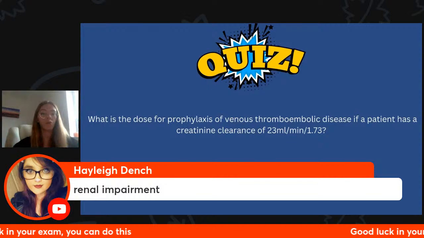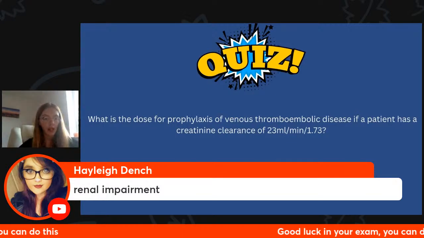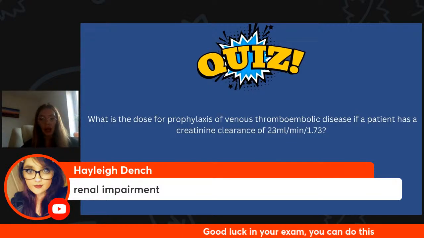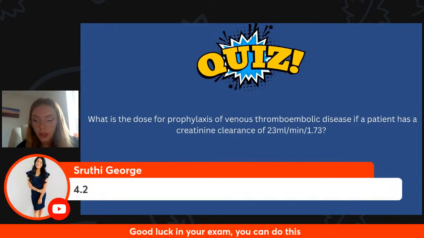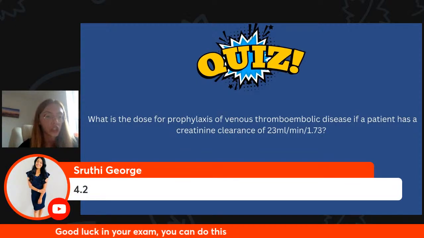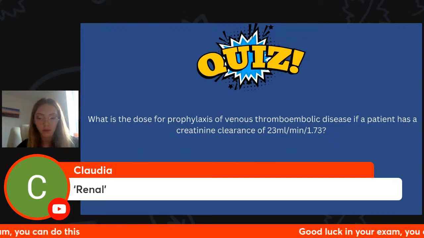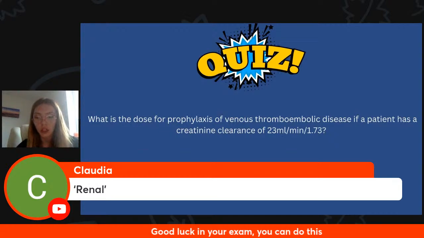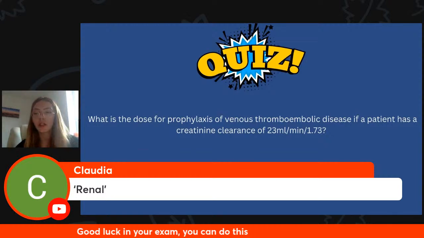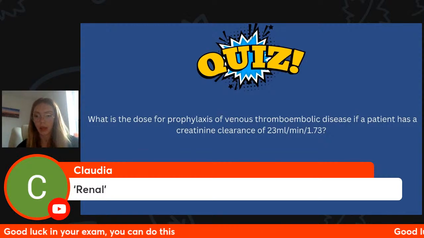Fantastic. You just searched renal impairments and it gave you the beautiful table. How quick and easy is that? You scroll down to 4.2. Yeah, you can just search renal, and it brings you straight down there. It's all about searching smart, not hard. Okay?